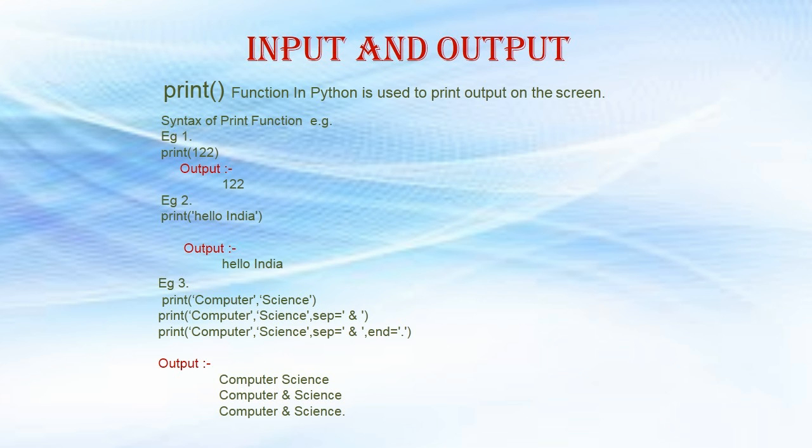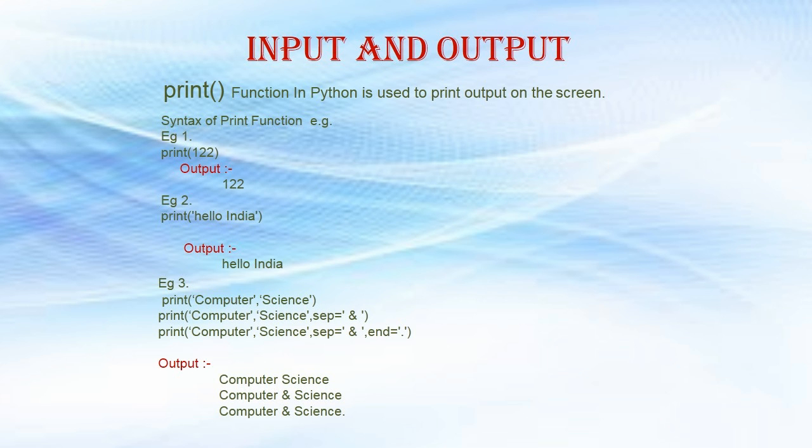Now whenever we write any sentence or a word, it is called a string and it is written in inverted commas, single quotes. So we have written hello India in quotes, the output will be hello India. The third example is print computer comma science. So it will write computer science.